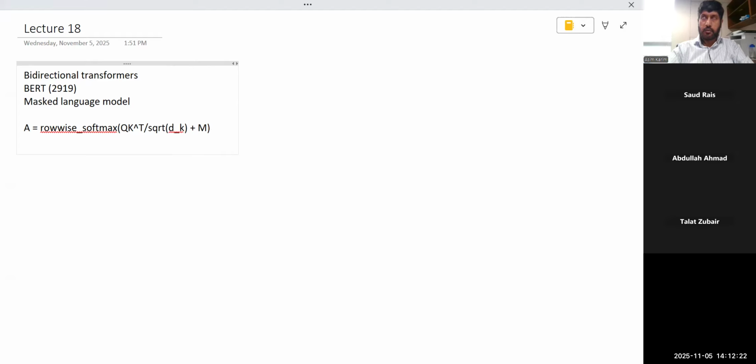The purpose of the mask was to ensure that the values in the upper triangle of the matrix Q K transpose divided by square root of d_k became minus infinity, by adding this mask. So this mask M had values of 0 for the lower triangle, including the diagonal, and values of minus infinity above the diagonal. When you add it to the previous matrix and take the softmax, each row would then have values of zero beyond that.